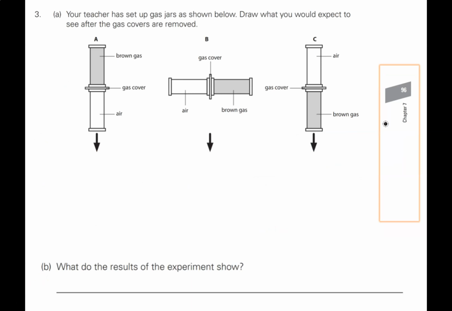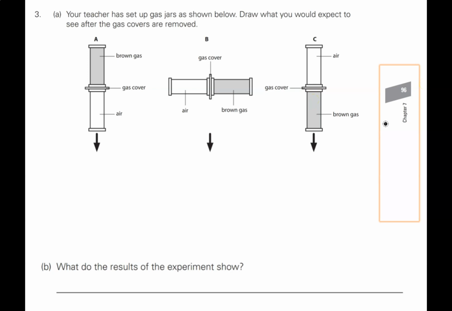Question 3. It shows 3 gas jars set up differently. In setup A, the brown gas is at the top. Setup B is laid horizontally, and the brown gas is on the right-hand side. Setup C, the brown gas is at the bottom jar.